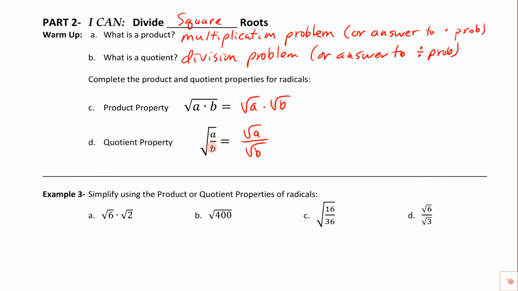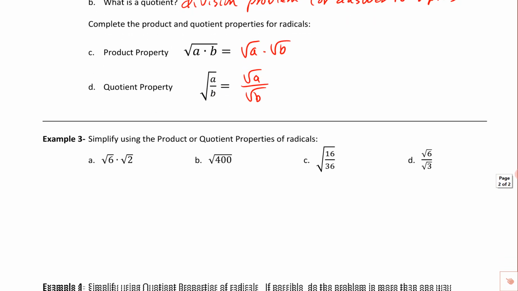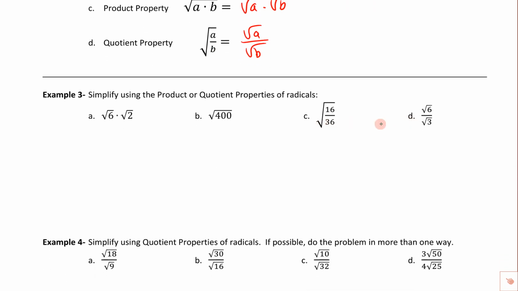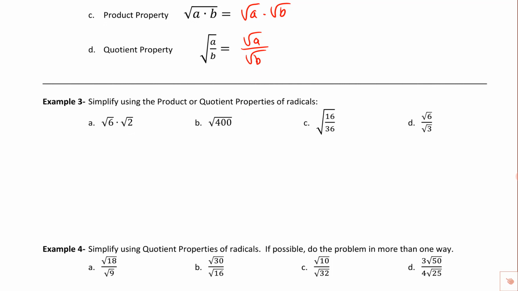So we're going to do a quick review of the product property, and we're going to do some very easy applications of the quotient property of radicals. So we've got that quotient property sitting right up there. So this is the product property right on this one.